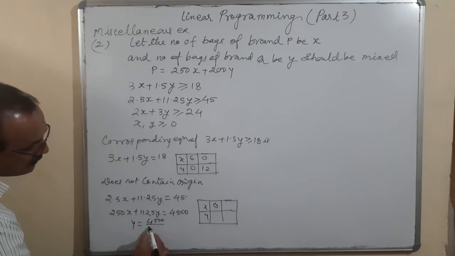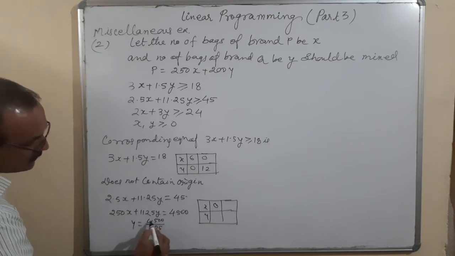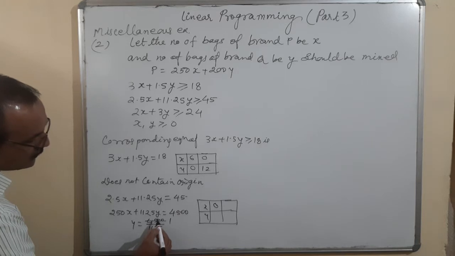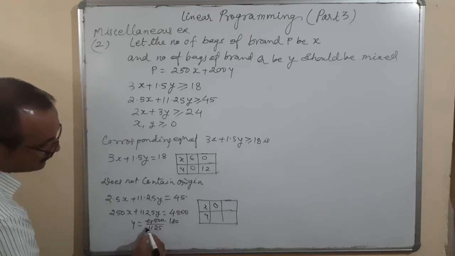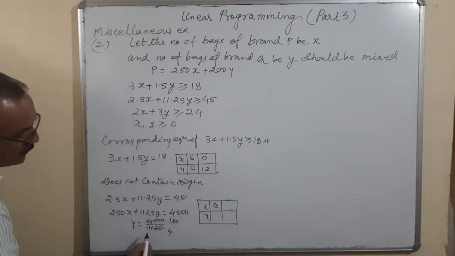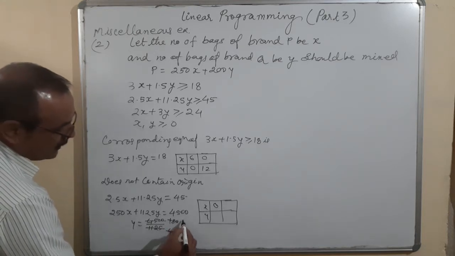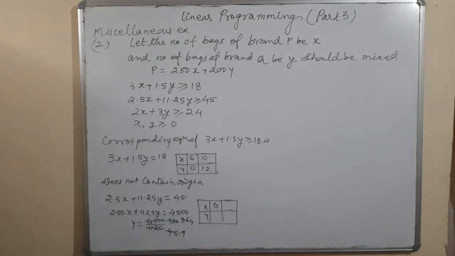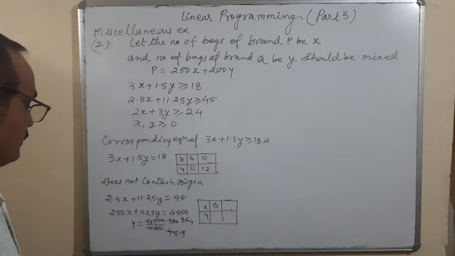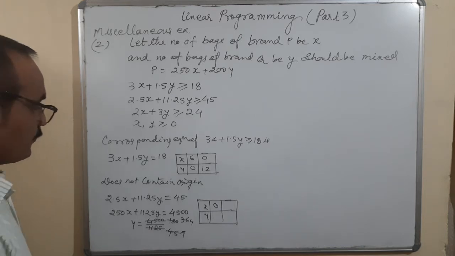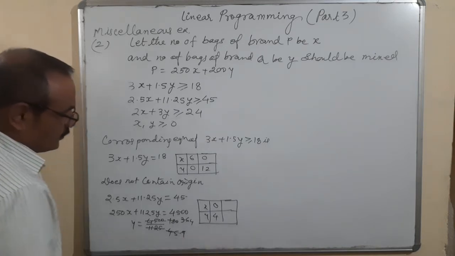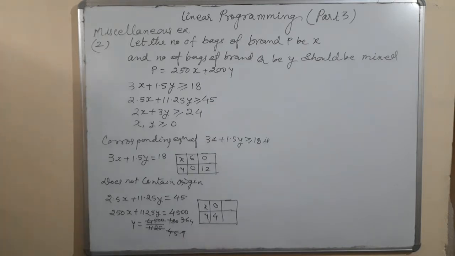Y is equal to 4500 upon 1125. So 25 1 is 25, 25 4 is 100, 12, 5. It is coming 4. So when I put x is 0, y is 4.